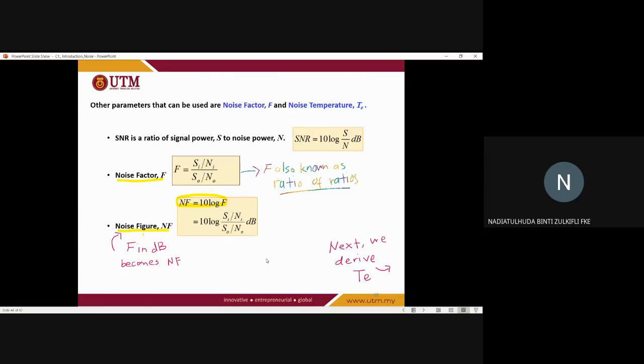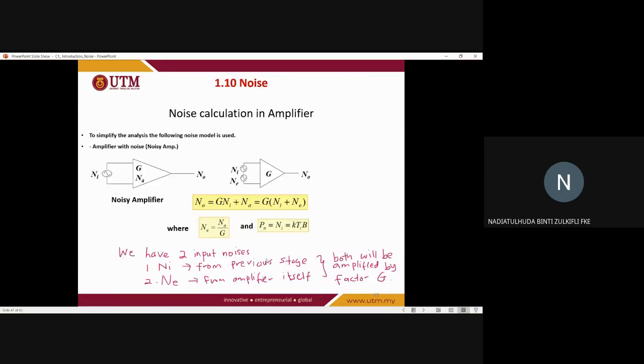Let's look at the other parameter, noise temperature. Noise can exist in many components, but for the purpose of our analysis, we use an amplifier with noise as our model. Here we have our amplifier, with input noise and output noise. The amplifier also has its own noise, NA. The output noise from our amplifier is a function of Ni and Na. Ni is the input noise from the previous stage, and Na is the input noise from the amplifier itself.